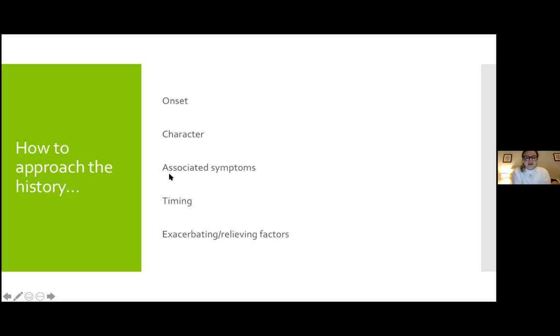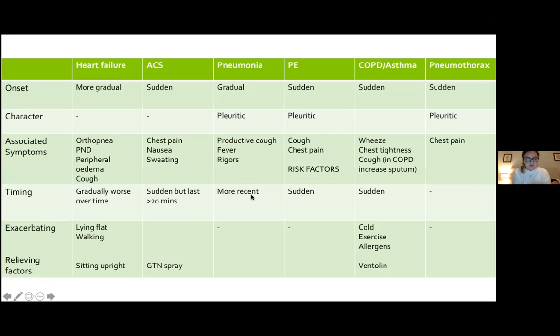So it's like the palpitations really. So my last little table. So the onset. You want to ask, did the shortness of breath come on very suddenly, or was it more gradual?